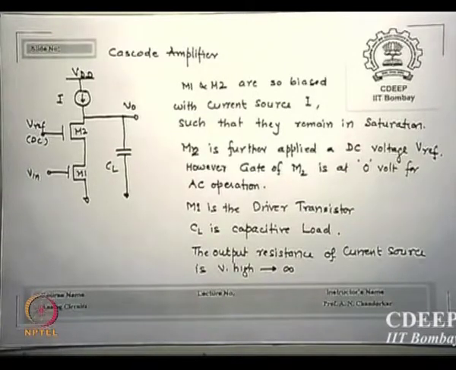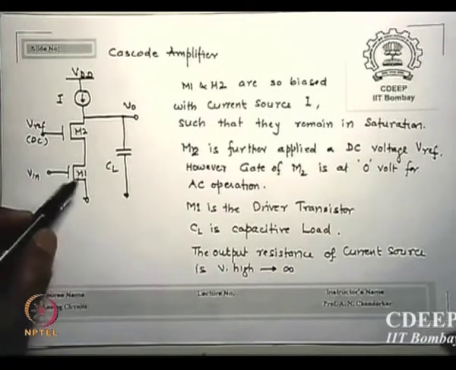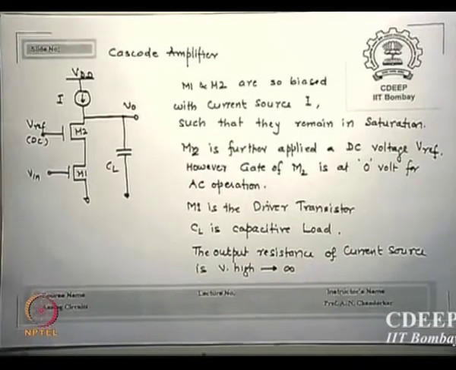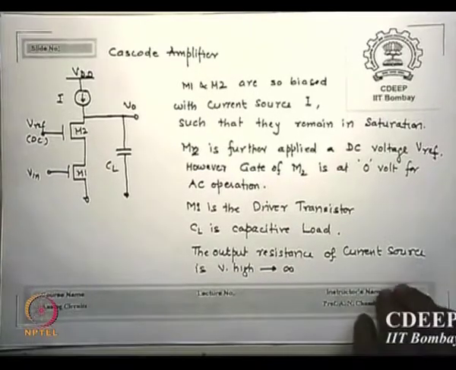These sentences are written just for the sake of it, you need not write them, because I already explained what I am talking about. Basically I am saying this is the driver, this is the common gate transistor, and this is essentially the current source bias.